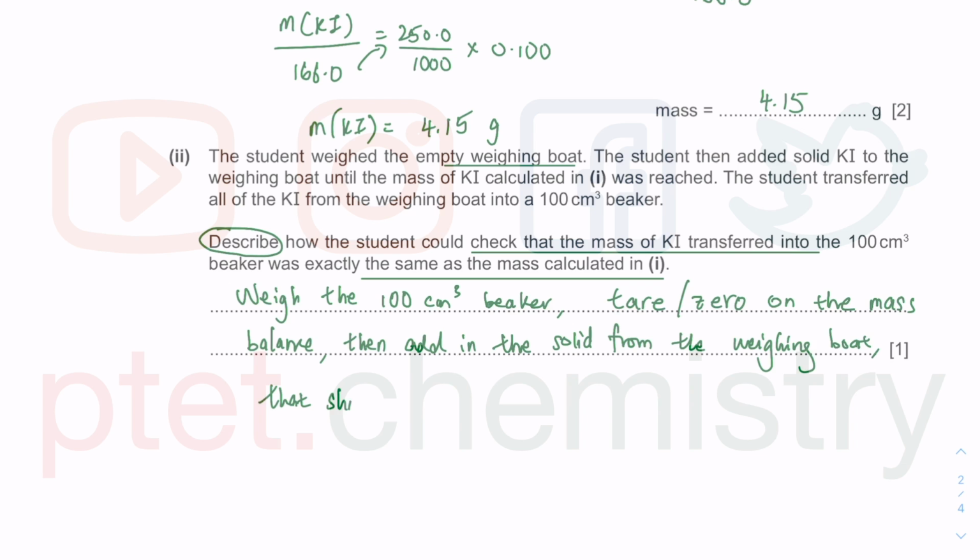That should read 4.15 gram as required. You want 4.15 gram to go into the beaker, right? So you want to make sure that it's exactly the same as what you calculated that goes into the beaker. So you weigh the mass of the empty beaker, you make it 0, put in all the solid, then that mass on the mass balance after you put in all the solid should read 4.15, provided that nothing is stuck on the weighing boat, everything goes into the beaker.